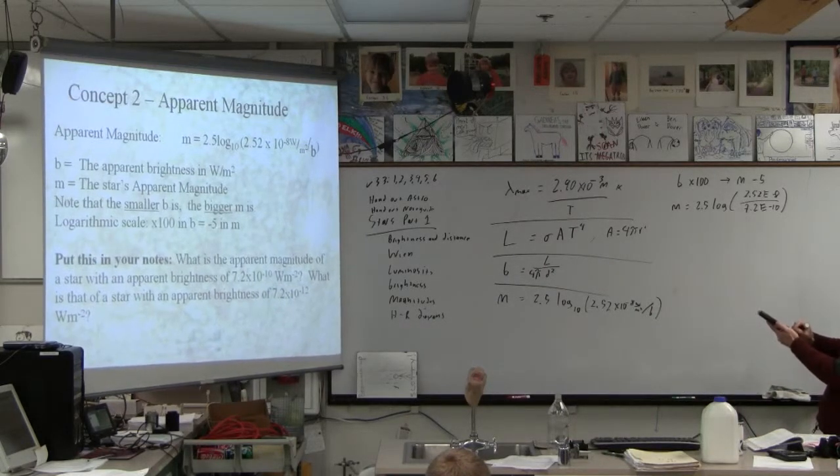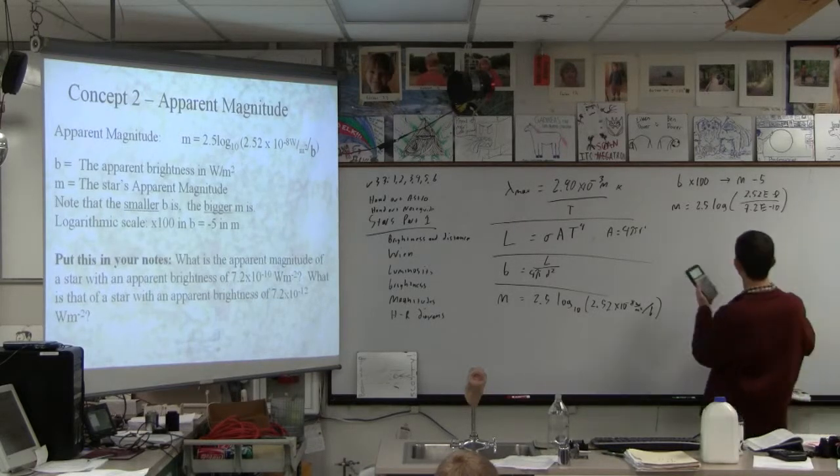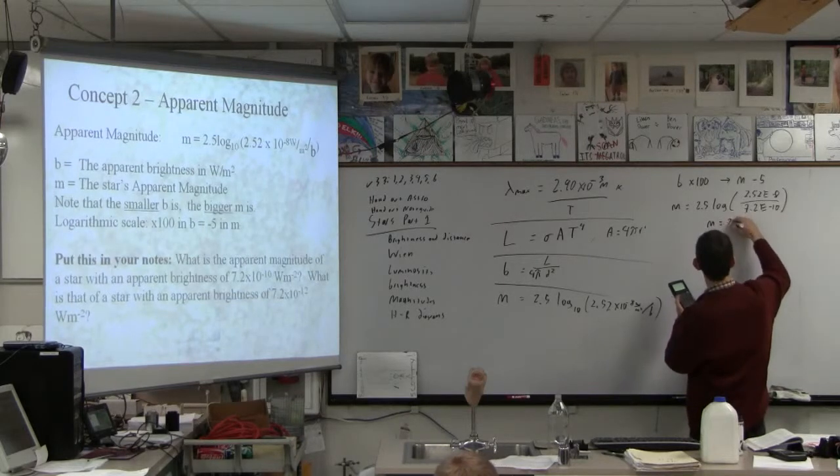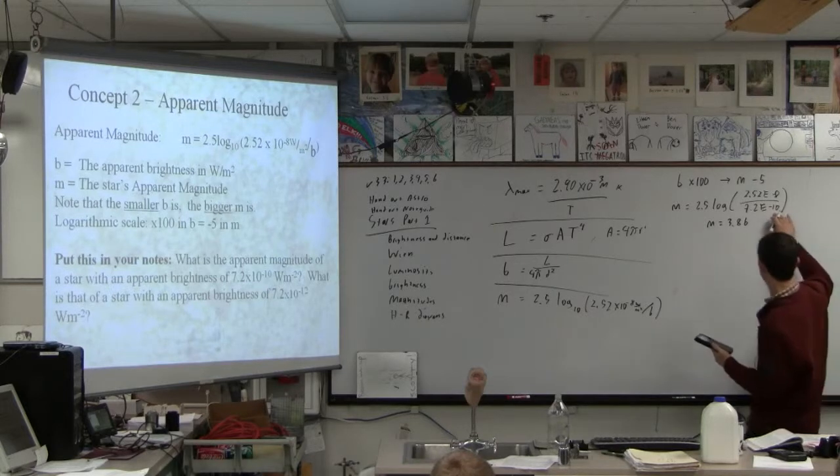So this guy is 2.5, be sure to use log and not ln, times log 2.52 e minus 8 divided by 7.2 e minus 10. What's funny is that the IB folks don't give you this one, but they give you one based on this one, which is, I suppose, okay. So this is 3.86. Is that what we get? Yeah, so M is 3.86, right? So now let's do the star that is less bright than this, right?